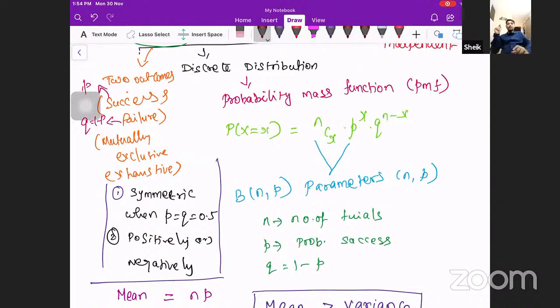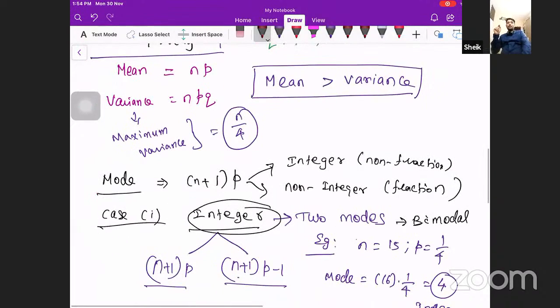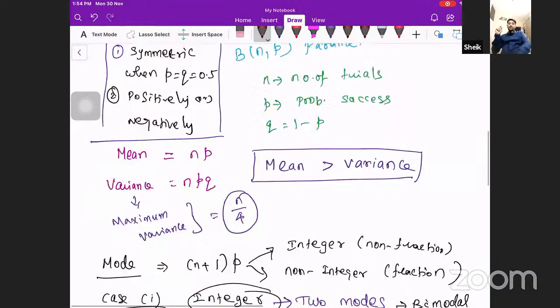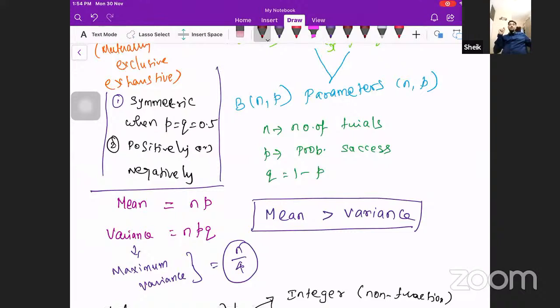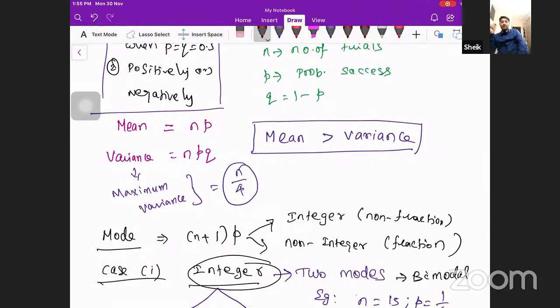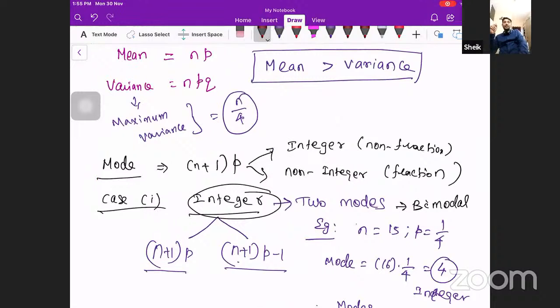Mean is equal to np and variance is equal to npq. In binomial distribution, mean is always more than variance. Next, binomial distribution is symmetric when p is equal to q is equal to 0.5. It can also be positively or negatively skewed. That possibility is also available. Mean is np, variance is npq, and the maximum variance is n by 4.